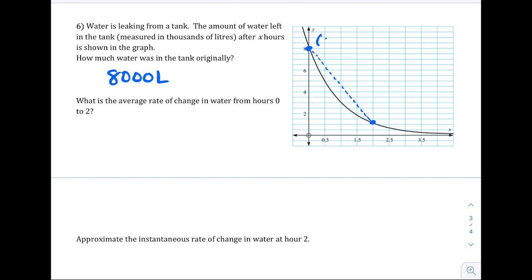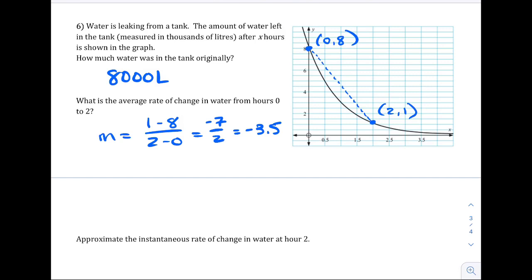So I look for my coordinates. Well, first one is at 0 and 8. That's a start. Next one was at 2 and 1, about. And I find my slope of that average rate of change. So subtract my y's, 1 take away 8. Subtract my x's, 2 take away 0. I'm going to get negative 7 over 2, which is negative 3.5. So what does that mean? It means that for every hour that passes, we're losing 3,500 liters of water in the tank, is what that's saying.